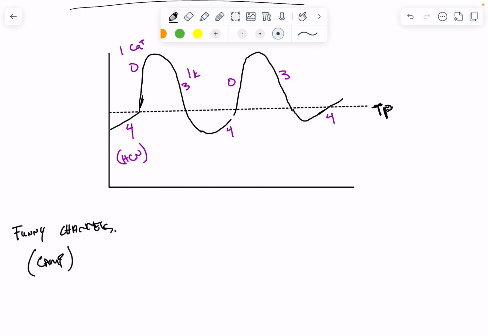Funny channels allow for sodium to slowly enter the cell, resulting in the gradual depolarization, phase 4. So this is depolarization, right? And then once you hit threshold, this is voltage-gated calcium channels, as you can see right here, and that's what causes that rapid increase, or the change in membrane potential.